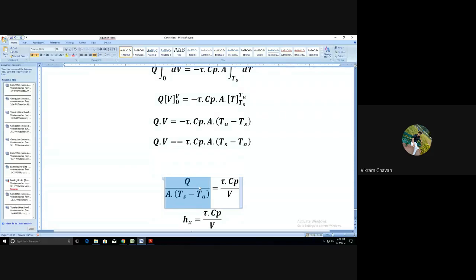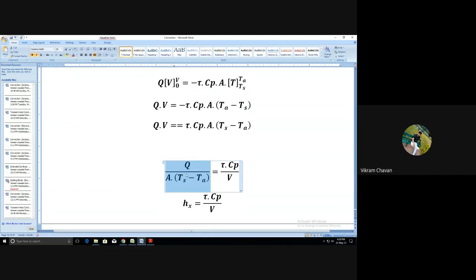According to Newton's law of cooling, Q is given as Q is equal to h multiplied by A multiplied by Ts minus Ta. So if you want to determine h, h is equal to Q divided by A multiplied by Ts minus Ta. So Q divided by A multiplied by Ts minus Ta is nothing but the local heat transfer coefficient, because we are considering the values at a particular point only. So this heat transfer coefficient will be the local one, and it is equal to tau multiplied by Cp divided by V.